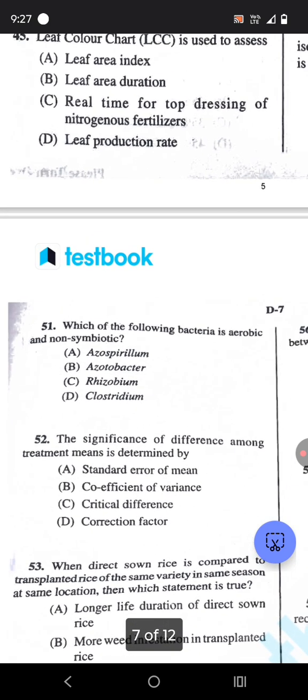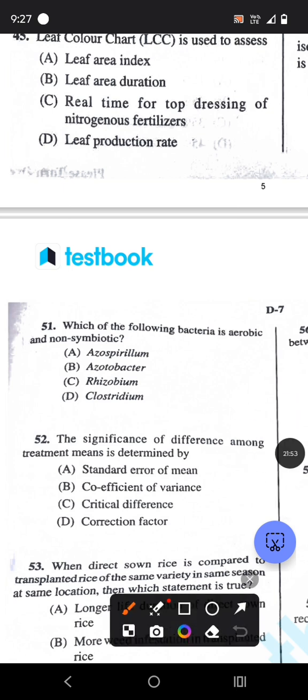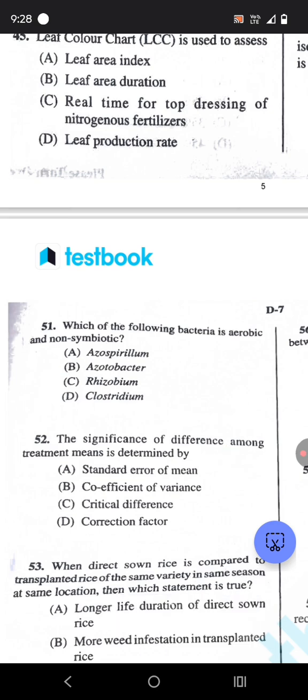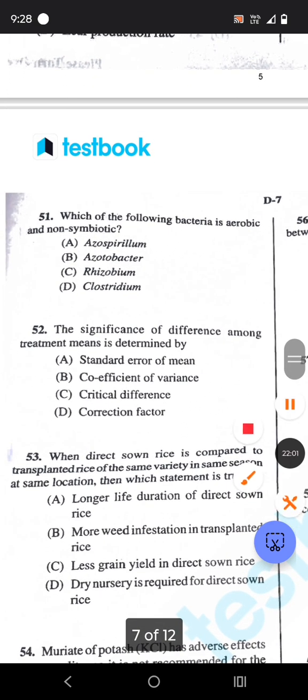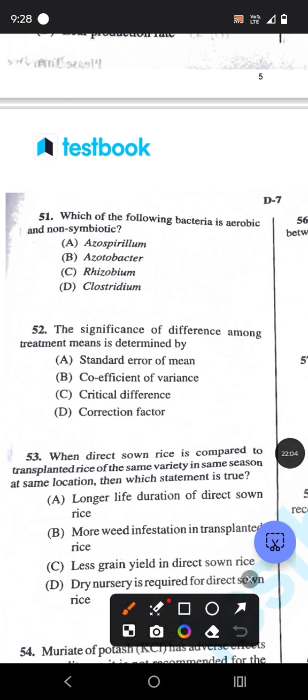51. Which of the following bacteria is aerobic and non-symbiotic? So A for aerobic and A for Azotobacter. So the correct answer is option number B. 52. The significance of difference among treatment means is determined by critical difference. Option number C.